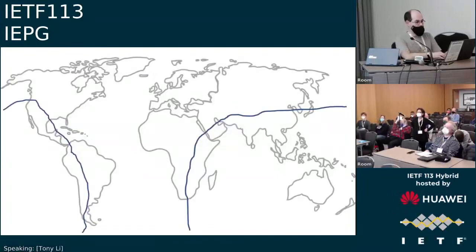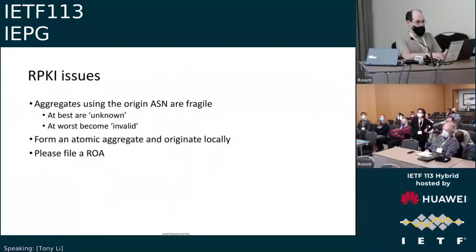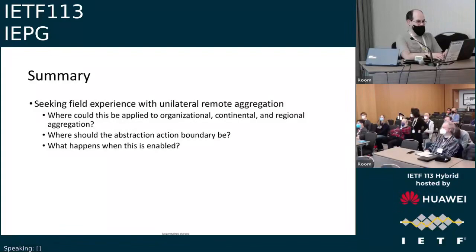So you can imagine, suppose we want to throw an abstraction of Australia, we might put the abstraction boundary several hops past the transoceanic links going to Australia. Yes, we know that there are some RPKI issues, and we have to figure out how to do that with aggregation. That's something we have to work out. So I'd love to hear what people think about this and whether this is useful and whether they're willing to try that in the field. Thank you. Any questions?